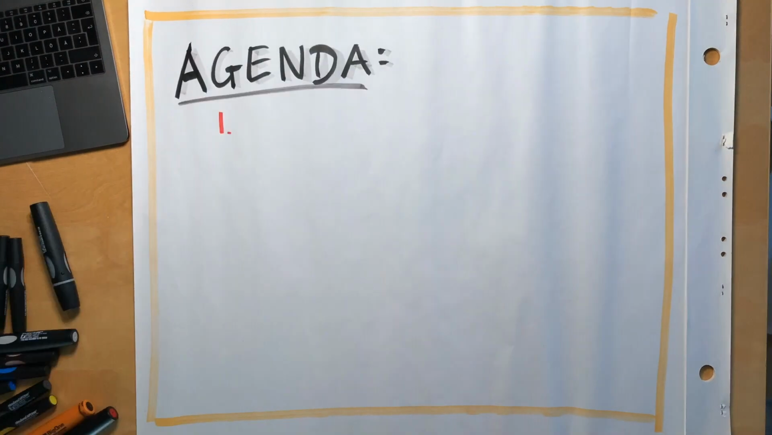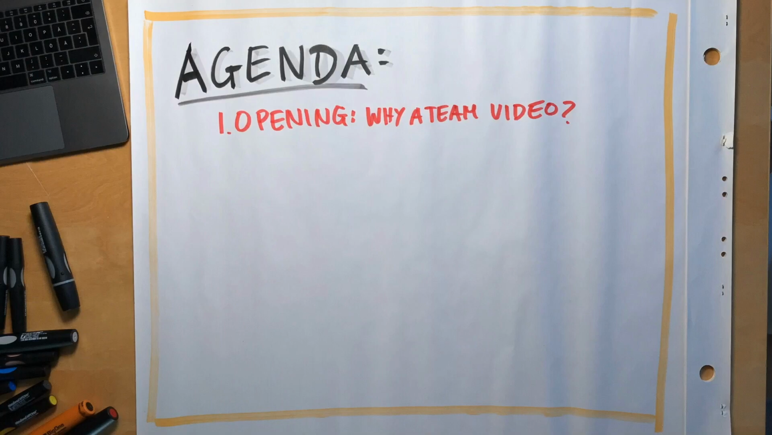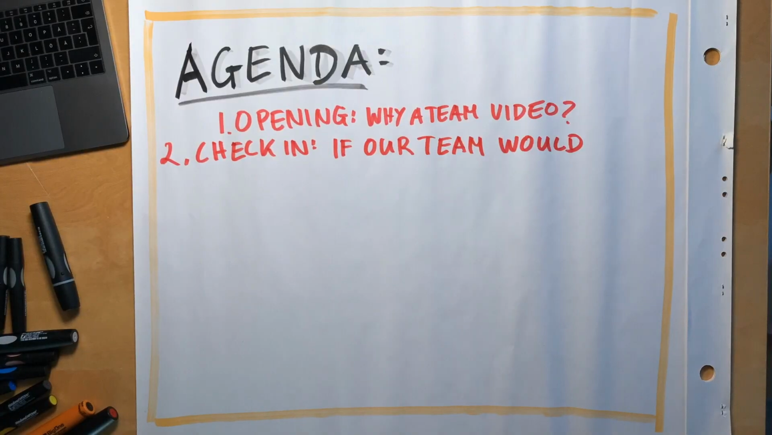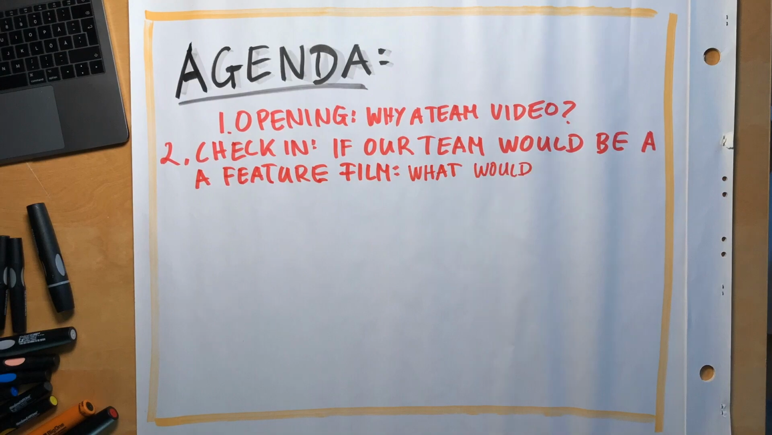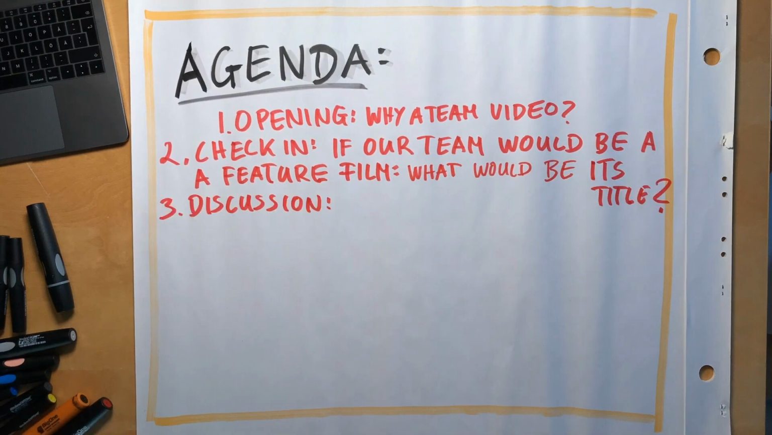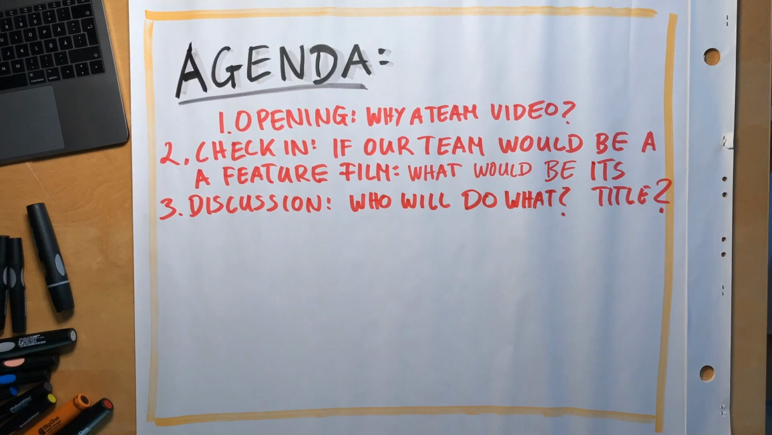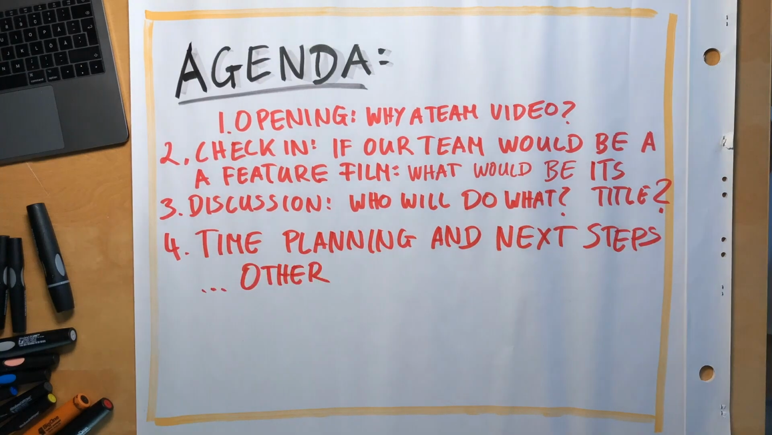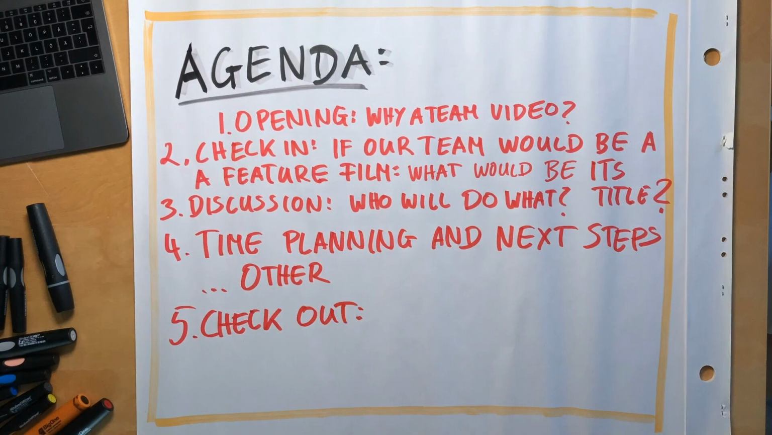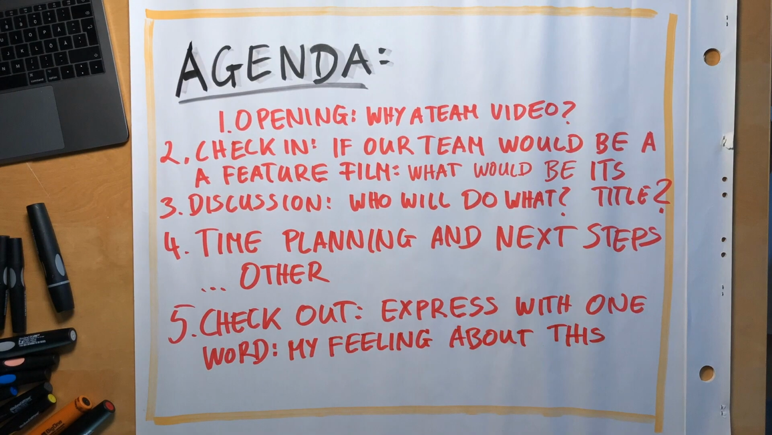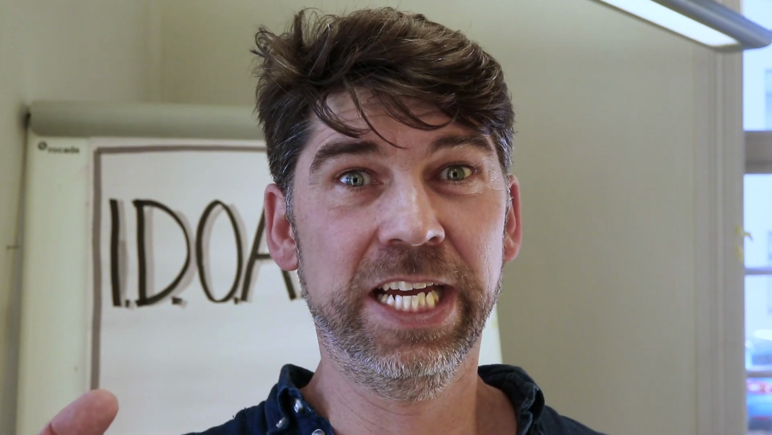Agenda. First topic: opening, presentation of the project. Why a team video? Second: check-in. Maybe you can ask every team member, if this team would be a feature film, what would be its title? Third, discussion: who will do what? Fourth, time planning and next steps. Fifth, checkout: answer the question with one word. My feeling about this project is anxiety.